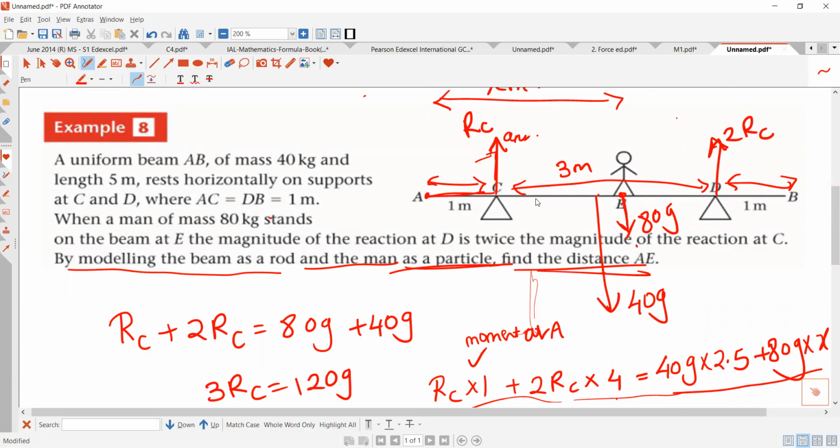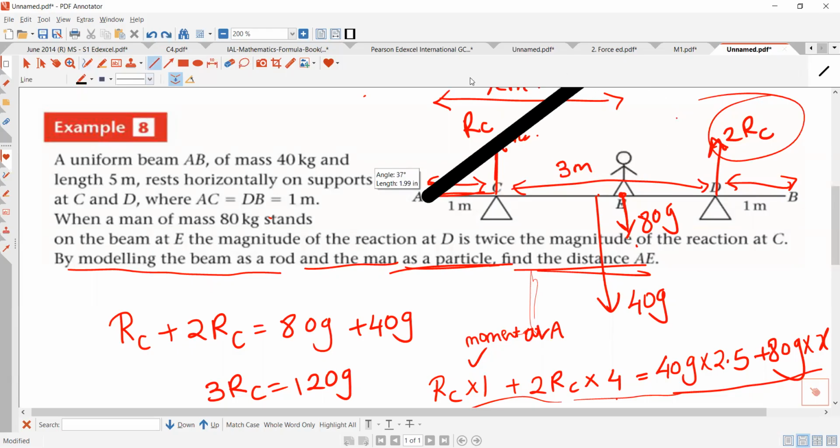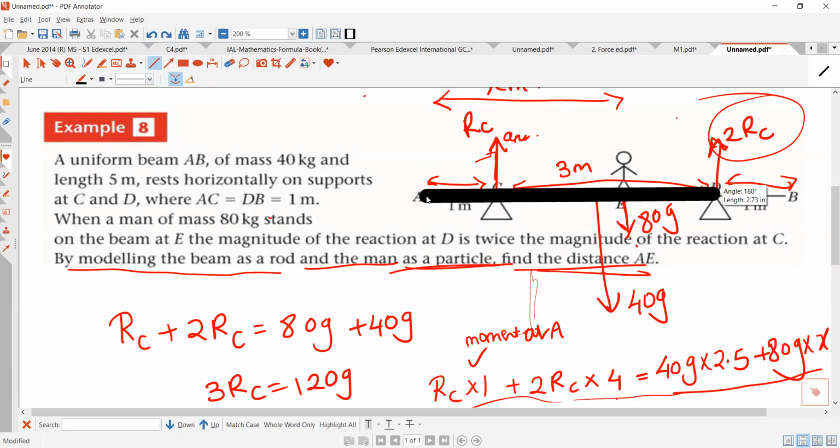After that, do I have any more anti-clockwise? Yes, I do. This one is anti-clockwise. How do I know? If you keep your pen over here, the force is upward, anti-clockwise. So therefore RC into 4, from here to here is 4. This length is 4 meters. We know that 3 meters was given to us and 1 meter they have given to us. 4 meters.